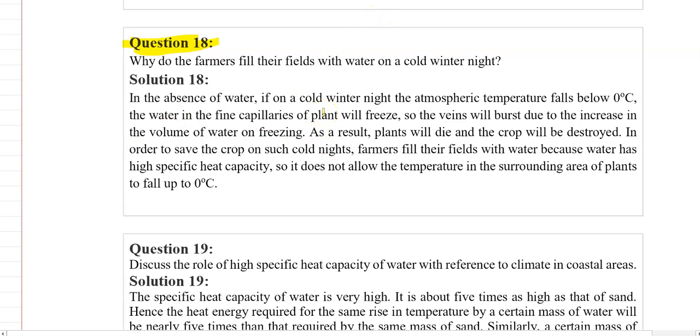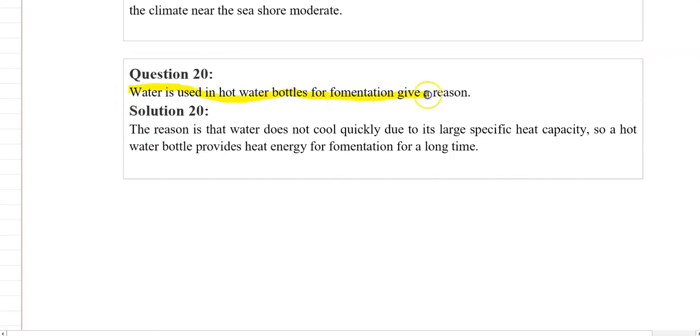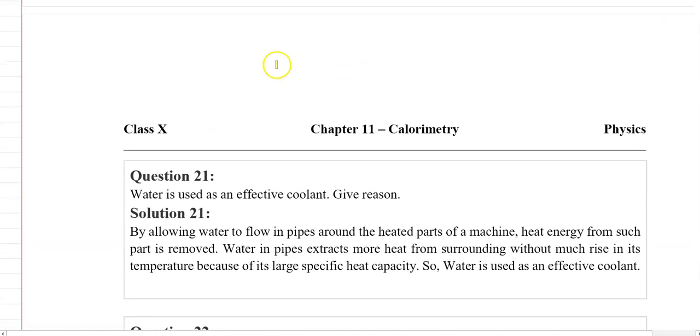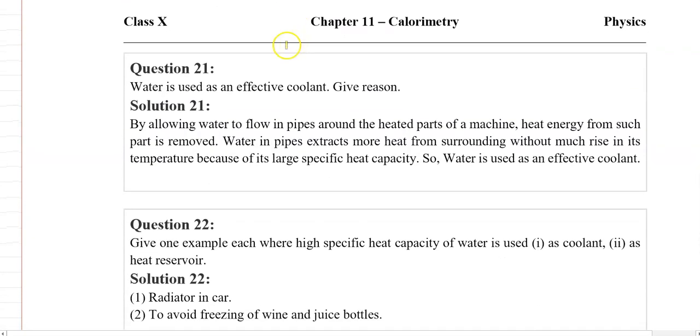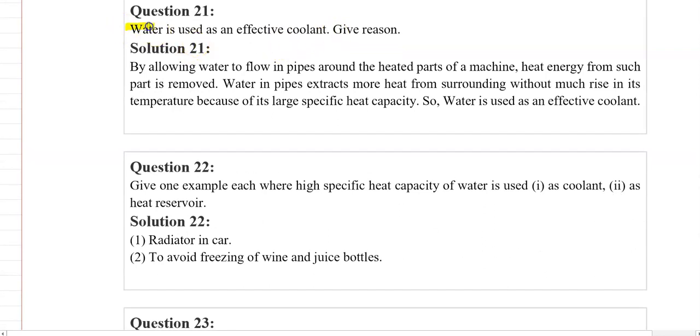We know that when water starts freezing, its volume increases, so it can destroy the plant, and the veins of the plant will burst due to the increase in volume of the freezing water. Water is used in a hot water bottle for fermentation in a given region. You can study that water has a high specific heat, so water is used as an effective coolant for the same region.